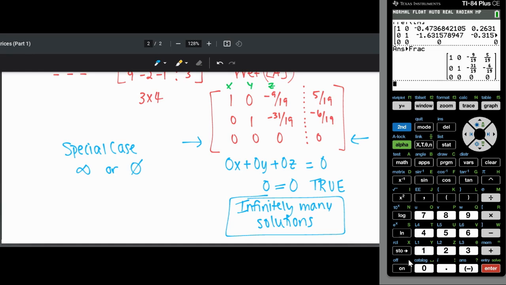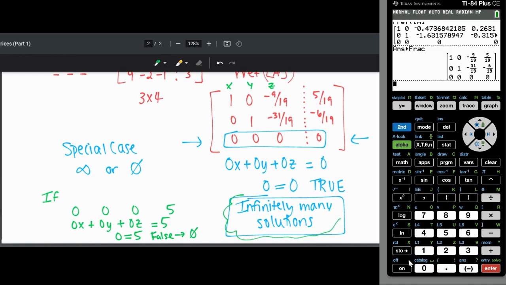And so in case you ever get a situation like this, just find the equation that has a bunch of zeros in it. If that last row was 0, 0, 0, and then like the number 5 or something like that, that would be 0x, 0y, 0z equals 5, which tells me that 0 equals 5. That would be false. And that would tell me that there would be no solution. All right, so that's if that had been the case. But for this problem, it actually was infinitely many solutions since 0 did equal 0, which is always true.